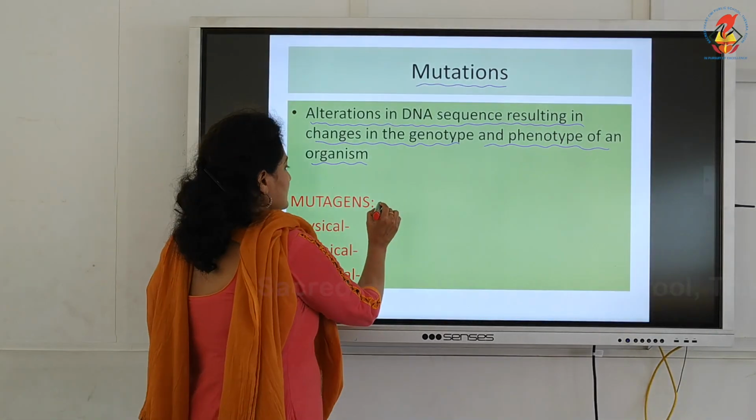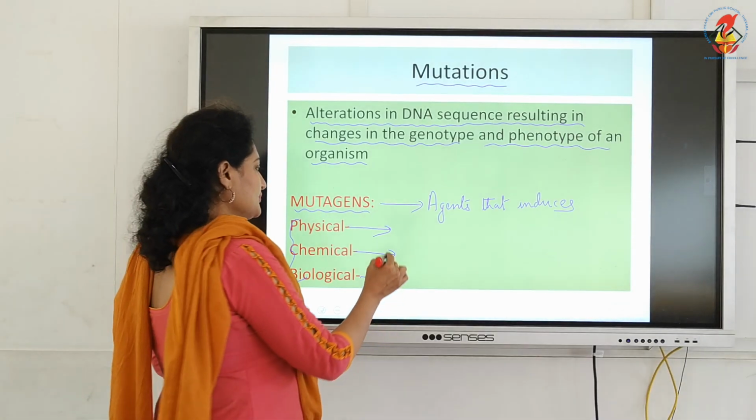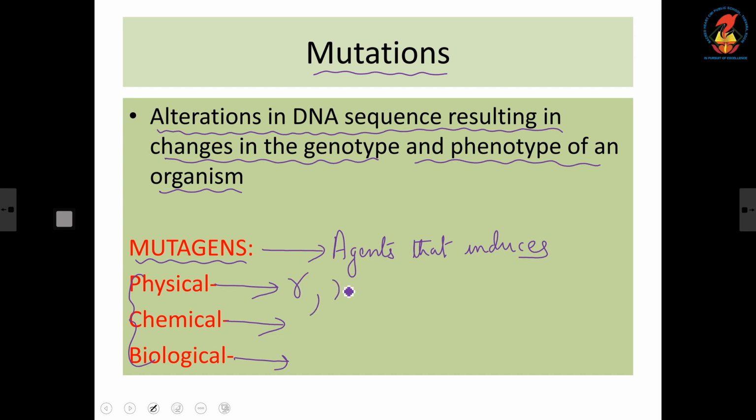Now, let us analyze those agents which induce mutation. Those agents are called mutagens. So, agents that induce mutation are called mutagens. They include physical mutagens, chemical mutagens and biological mutagens. Some physical mutagens include gamma rays, beta rays, X rays, the UVB rays of the sun. These are some examples of physical mutagens.